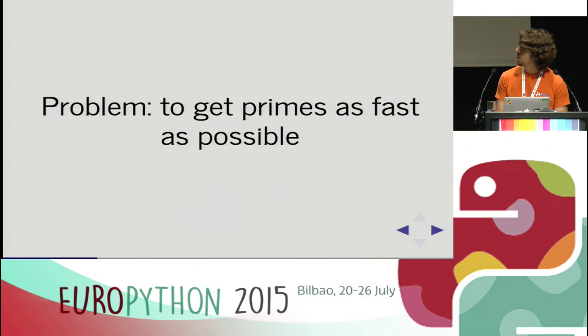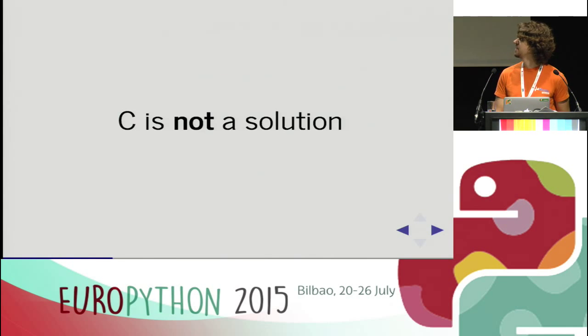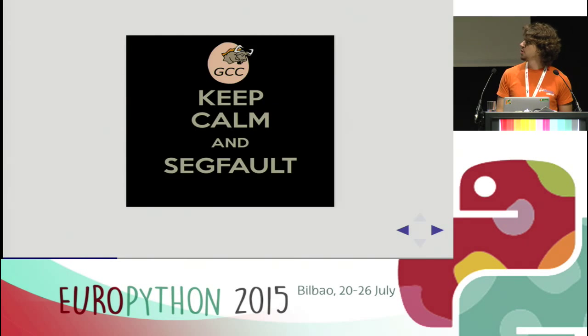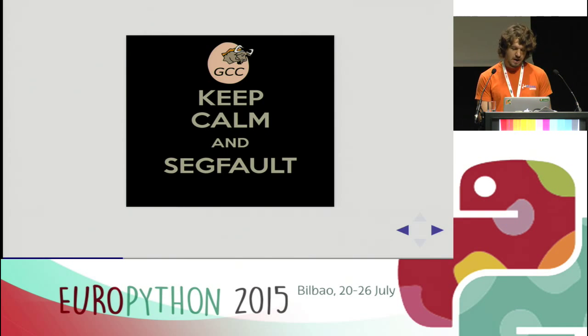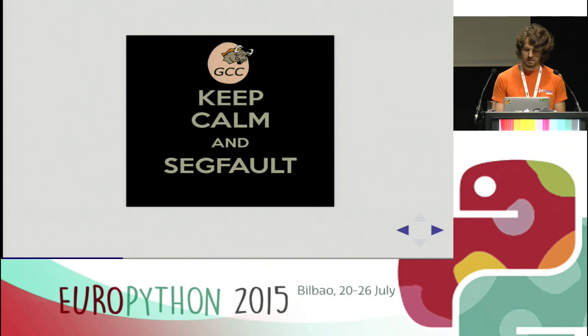So our task was to get our primes as fast as possible. The solution was implemented in C. But C is not a solution. I know that there are programs implemented in C, and probably there are people who are convenient with C and who know how to use C efficiently, and probably they don't make such errors. But something still tells me that sometimes they do.